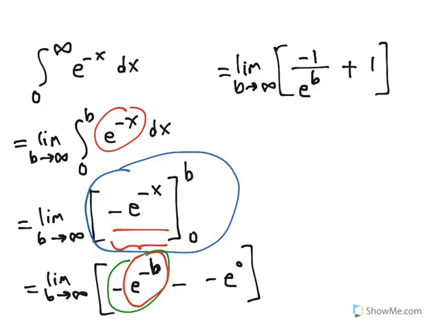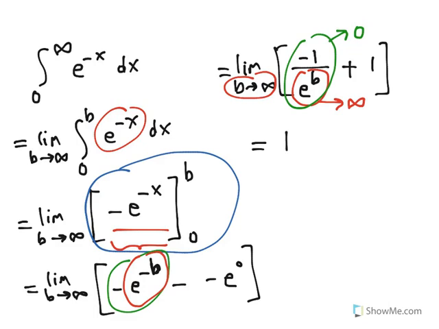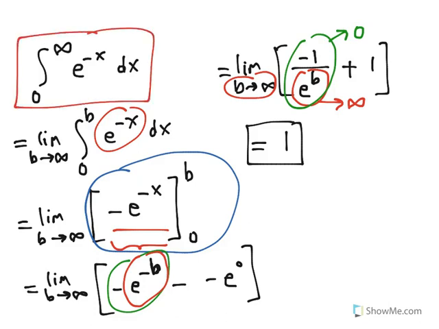So what happens as b approaches infinity? As b approaches infinity, e to the b will also go to infinity. So this quantity here, negative 1 over e to the b, will go to 0. So the limit here is going to be equal to 0 plus 1, or 1. So because the limit exists, by definition, we say this improper integral converges, because the limit from the definition exists.